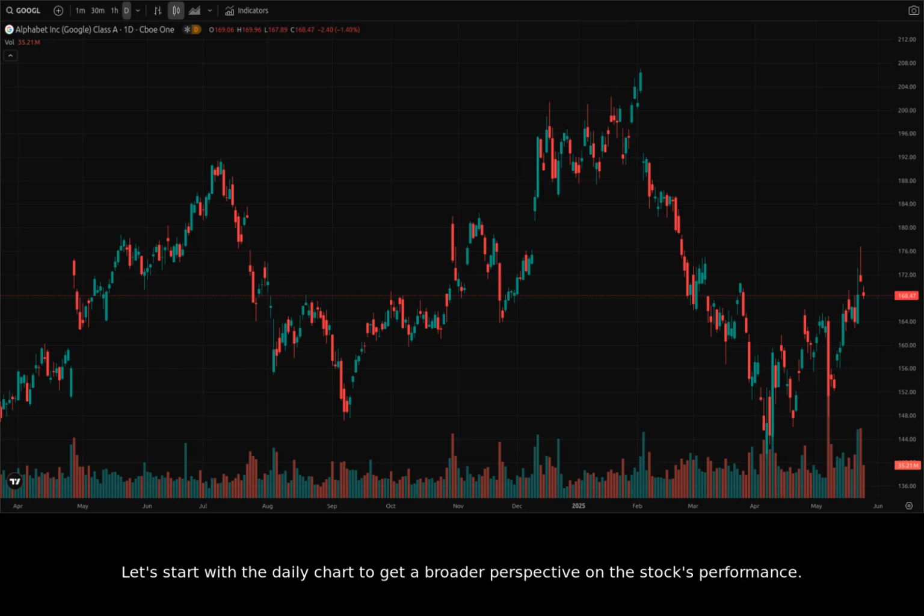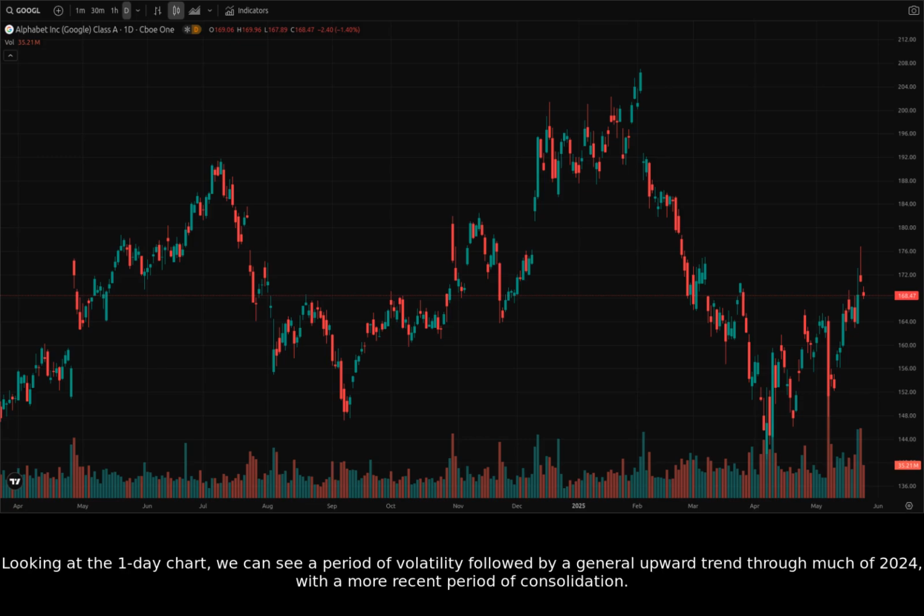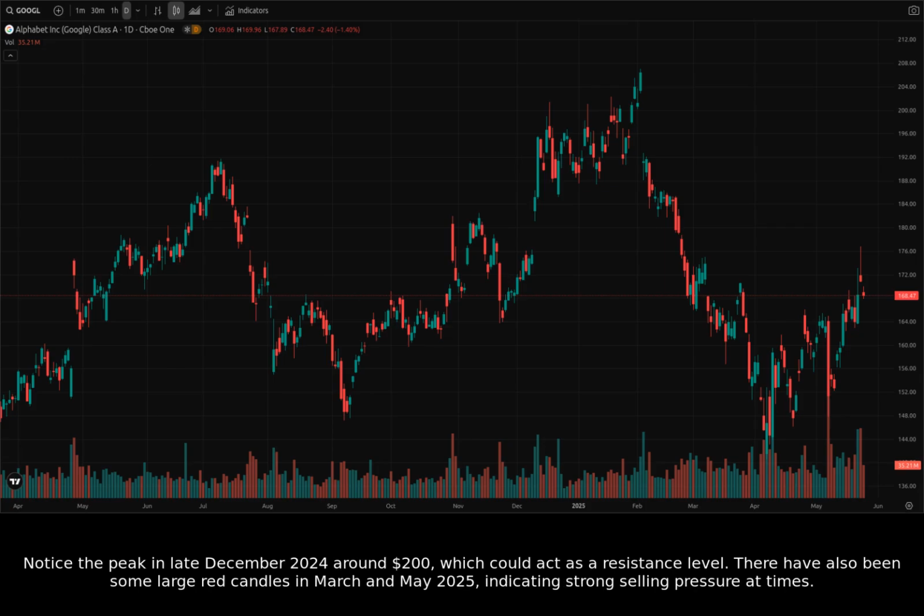Let's start with the daily chart to get a broader perspective on the stock's performance. Looking at the one-day chart, we can see a period of volatility followed by a general upward trend through much of 2024, with a more recent period of consolidation. Notice the peak in late December 2024 around $200, which could act as a resistance level.